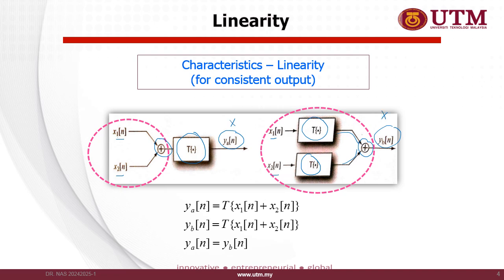If YA is equal to YB, then the system is linear. If YA is not equal to YB, then the system is a nonlinear system.